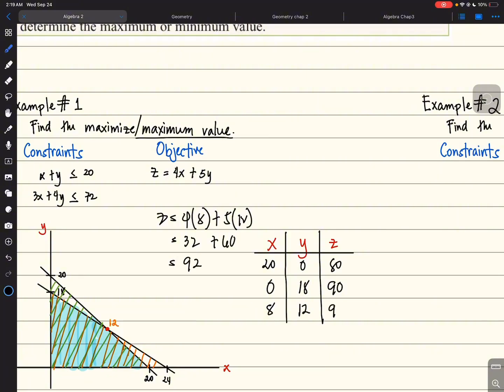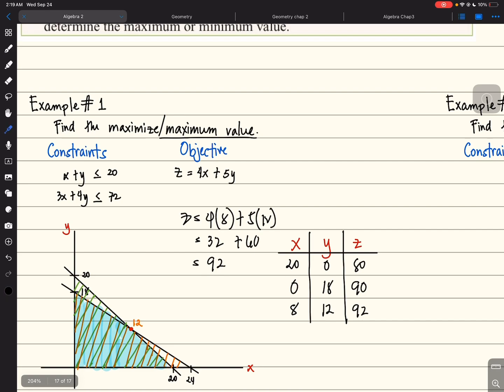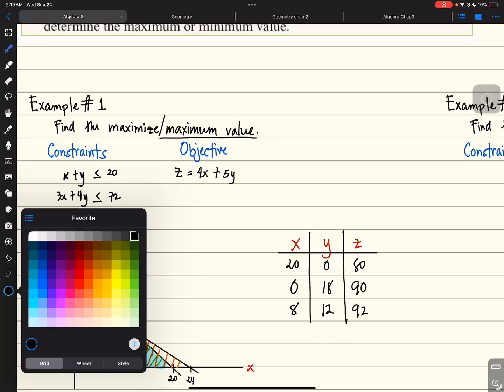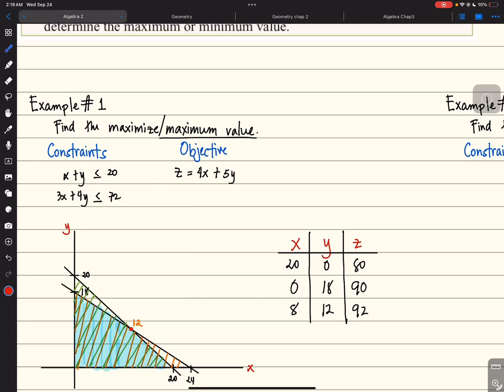So meaning 92. Now, going back to example number 1, find the maximum value. Which do you think is the maximum value based on this table? Okay, awesome. The maximum value is this one. Let's use green. This one, that is your maximum value. So that's how you find the maximum value in the constraint, also in the objective.